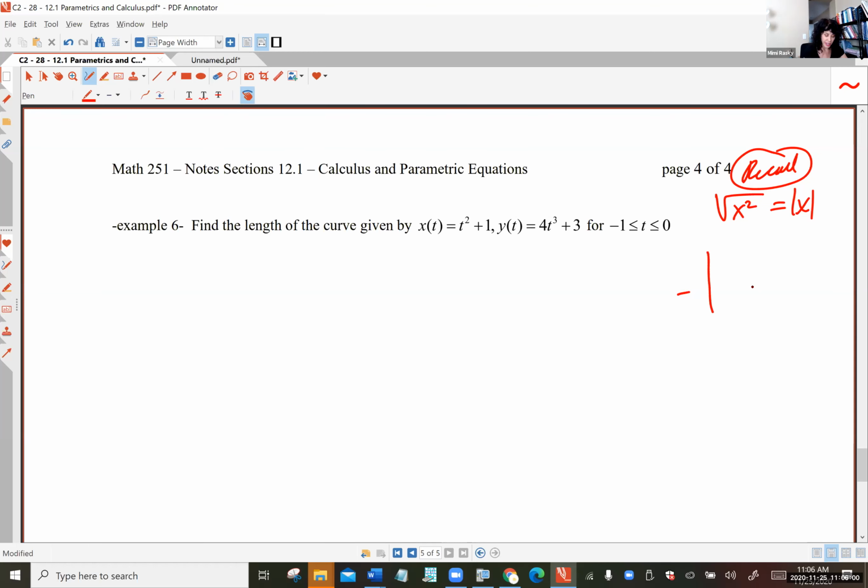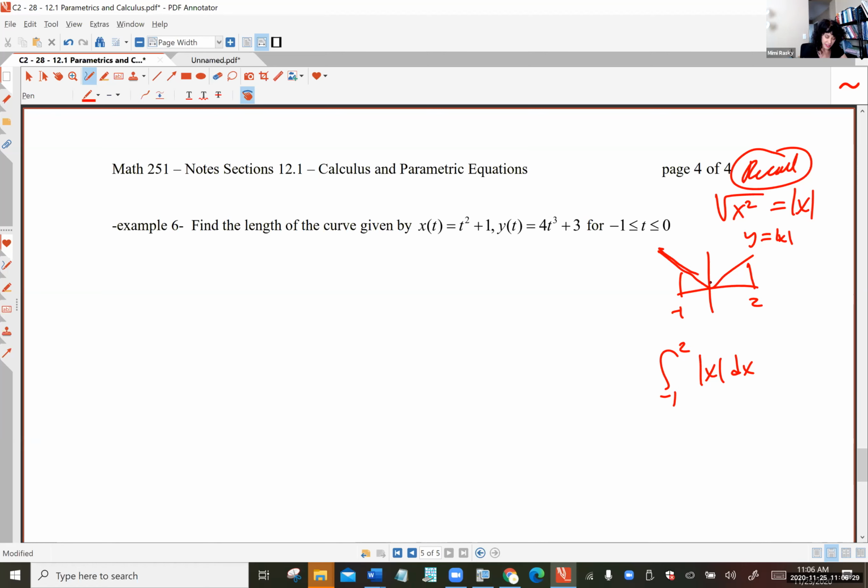Did you guys do this in Calc 1? Let's say you had y equals absolute value of x, and they go, hey, here's the graph of y equals absolute value of x, find the integral between -1 and +2. Were you allowed to do this? No, you were not. I have no idea how to integrate an absolute value. Don't go, well, I did it in Calc 1. No, you didn't. Here's what you did.